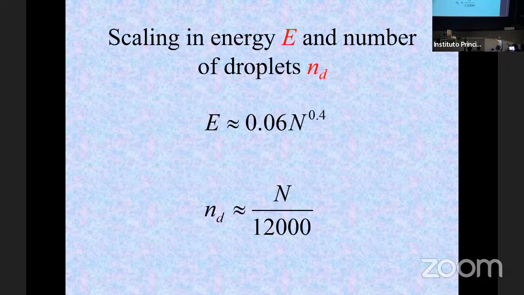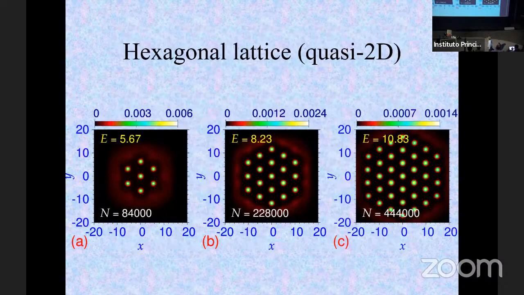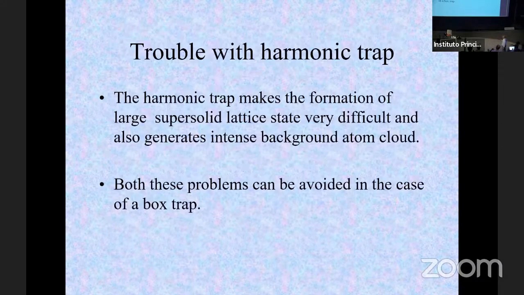It is different from the Thomas-Fermi scaling, the Thomas-Fermi energy. This has a scaling, and the number of droplets was like this. And this includes all types of symmetries. But there is trouble with the harmonic trap. The harmonic trap makes the formation of a large supersolid lattice very difficult and many times generates an intense background atom cloud. So you will see that there's a red cloud here around these things. And this can be reduced by using a box trap.